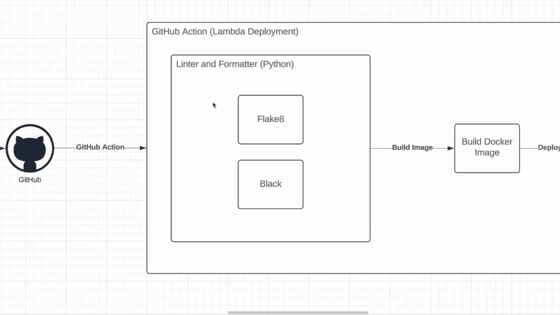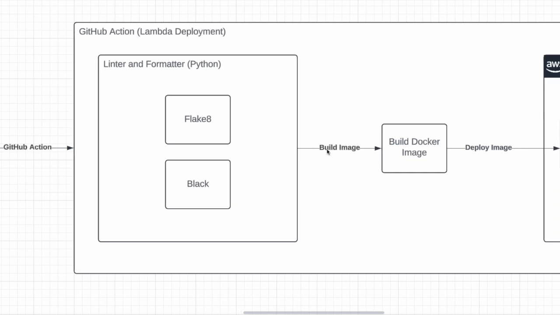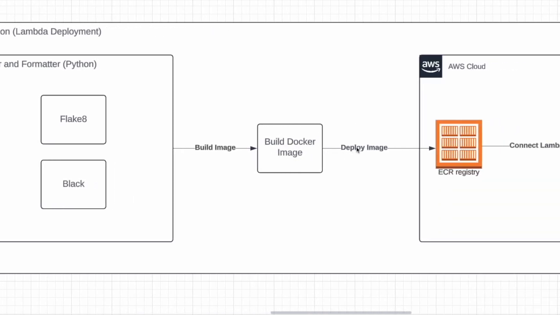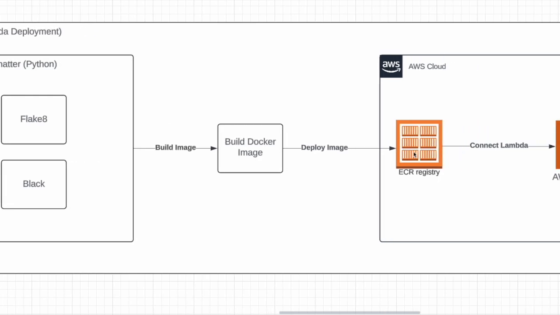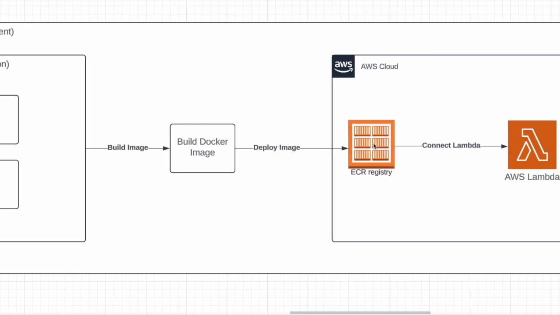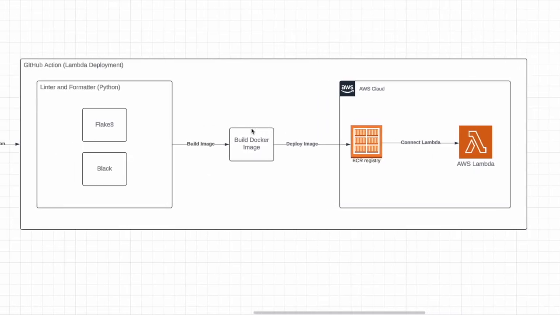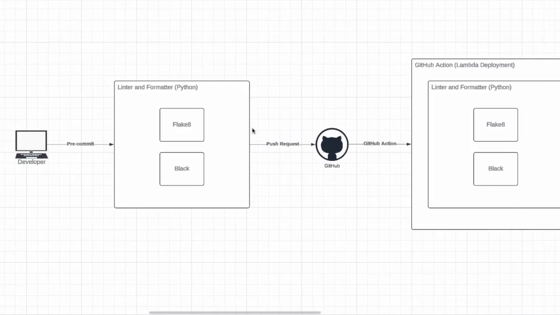This goes once again through the linter, through the formatter. It builds the Docker image, and then with the AWS CLI, we deploy that image to an ECR, Elastic Container Registry, which is then connected to an AWS Lambda function. So all our Lambdas run through images.